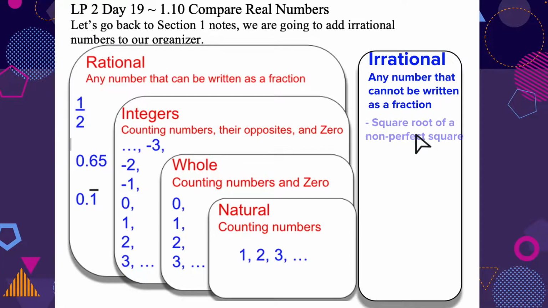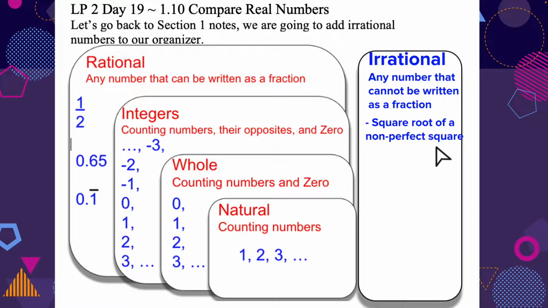So, a square root of any non-perfect square. We kind of already talked about that in some of the previous videos. A perfect square would be like 2 times 2 is 4, so 4 is a perfect square. 8 times 8 is 64, so 64 is a perfect square. Those are rational numbers. But if you take the square root of a non-perfect square, like say, the square root of 26, that's going to be an irrational number.